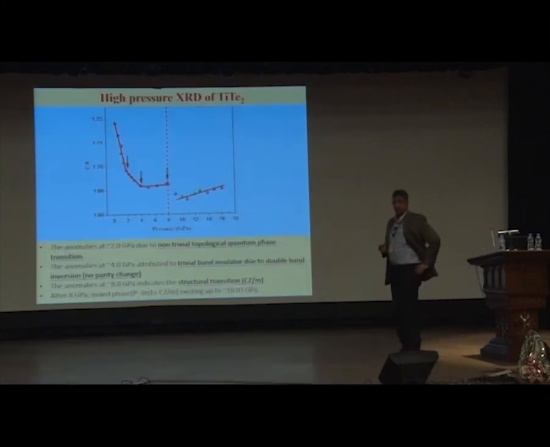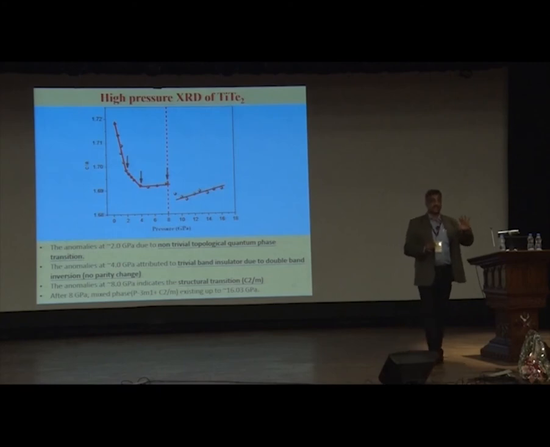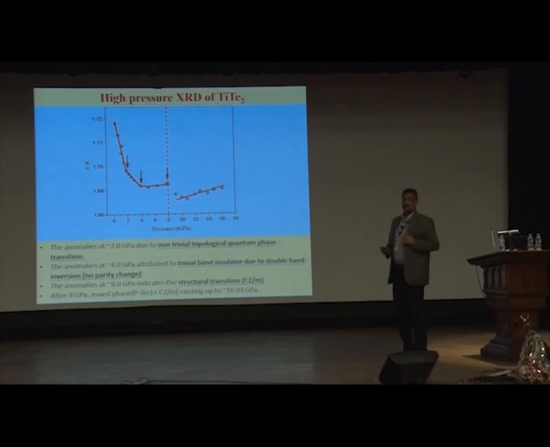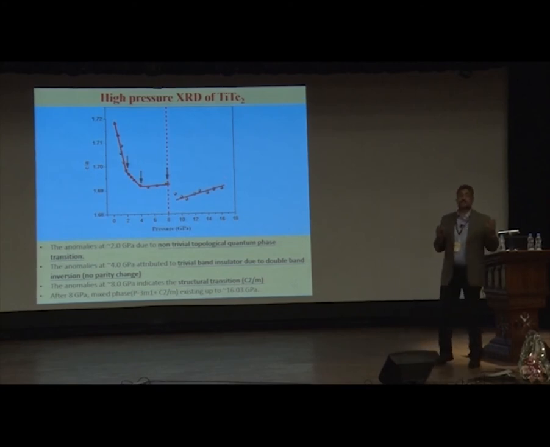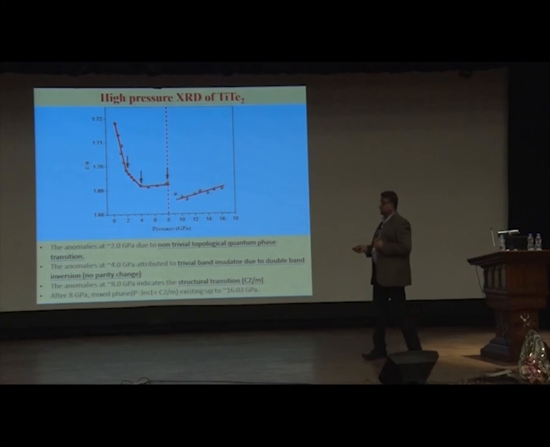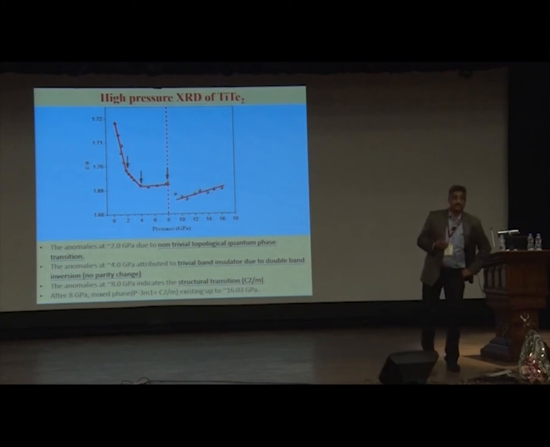Now, I will not spend time on why the transition happens, because we have explanations for that. But let us look at what happens below this 8 GPa, because that is where the interest is, because that is where they said there is a topological transition happening. If you look at the C by A ratio, as Pushan had told, that it is actually kind of an order parameter, you can see that the C by A ratio has deviations close to 2 GPa and 4 GPa. This is something very interesting.